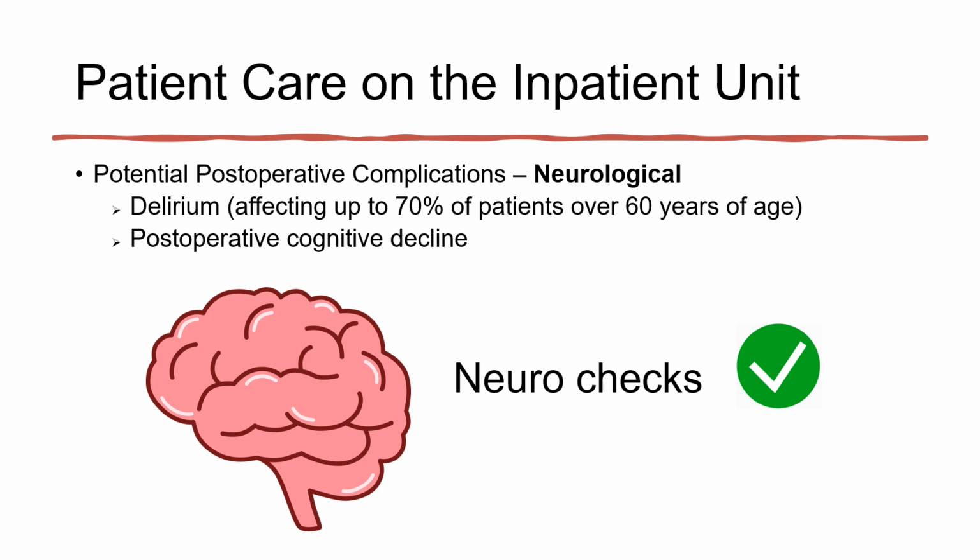Then we go to our neuro system. Some complications that can happen are delirium. And remember the difference between delirium and dementia. So delirium is acute and it should be able to reverse. This is very common in older patients.